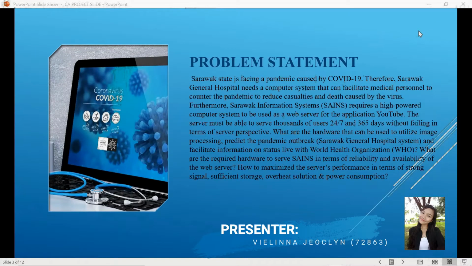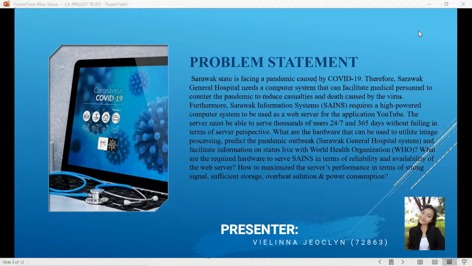Let's take a look at the problem statement. As we know, Sarawak State is facing a pandemic caused by COVID-19. Therefore, Sarawak General Hospital needs a computer system that can facilitate medical personnel to counter the pandemic, to reduce casualties and death caused by the virus. Furthermore, Sarawak Information System Science requires a high-powered computer system to be used as a web server for the application YouTube. In this case, the server must be able to serve thousands of users 24 hours and 365 days without failing from a server perspective.